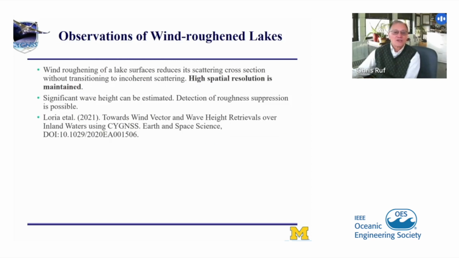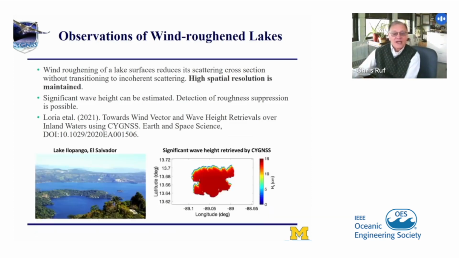The next question is, will lakes respond to wind forcing in a predictable way so that they roughen? And if they do, can we look at roughness anomalies? If we have an independent measurement of the wind, we can estimate the roughness from that and compare it to the actual roughness we measure. There was a recent paper just last year looking at the response of lake surfaces to wind roughening with the Cygnus satellite measurements. This is the reference to that paper, and the basic conclusion is yes, we can see it.